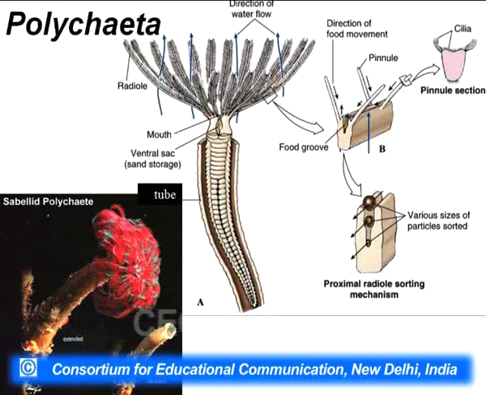There is one more example, this fan worm. Here we can see the tentacles are present in the form of a fan. The tentacles are provided with a lot of side branches which form structures called radioles, and through these radioles the water is going to be filtered and the food particles pass along the food groove and are transferred to the mouth.